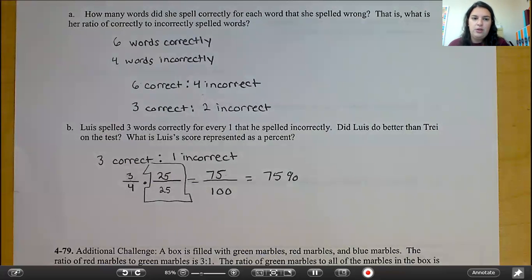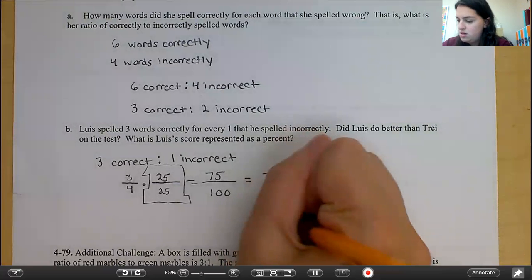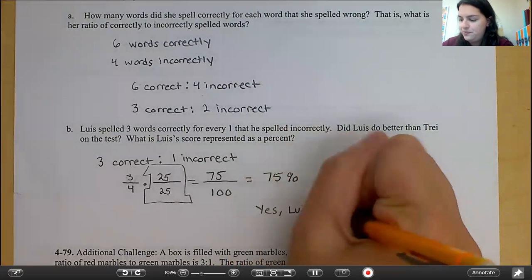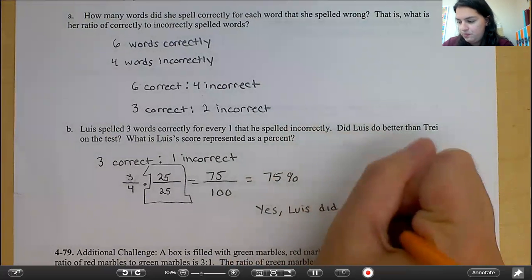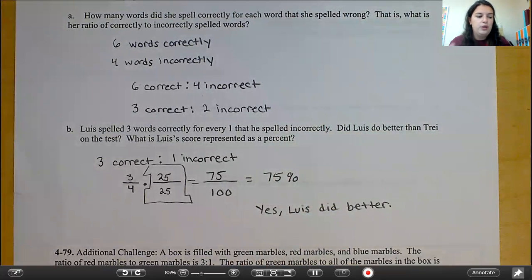So did he do better than Trey? Yes, Lewis did better. Okay, that is the last question for your lesson today.